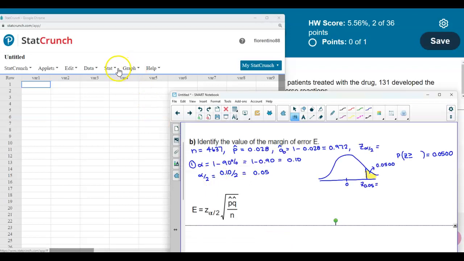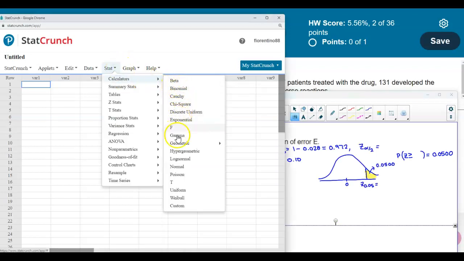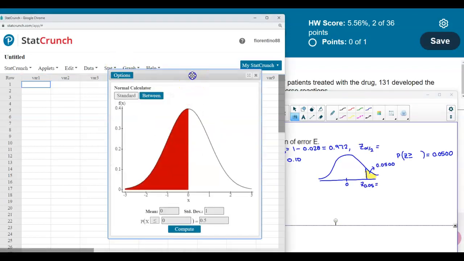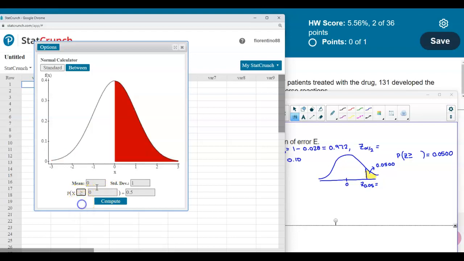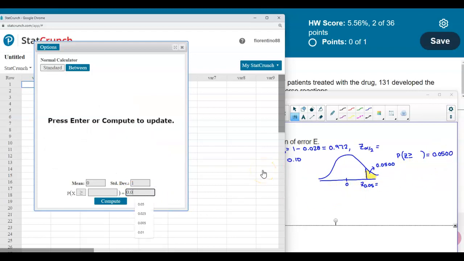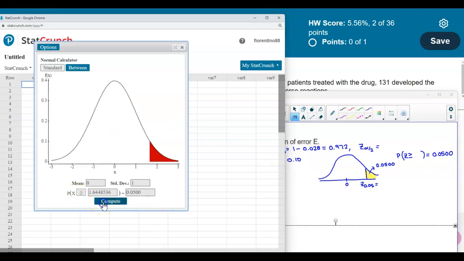So if we go to StatCrunch, we're going to go to Stat, Calculators, and then scroll all the way down to Normal. We know that our mean is 0, standard deviation is 1. We want to make sure that the inequality is pointing to the right because we want the area that's shaded to the right. And then here we're going to put in the area, which is 0.0500. Select compute.